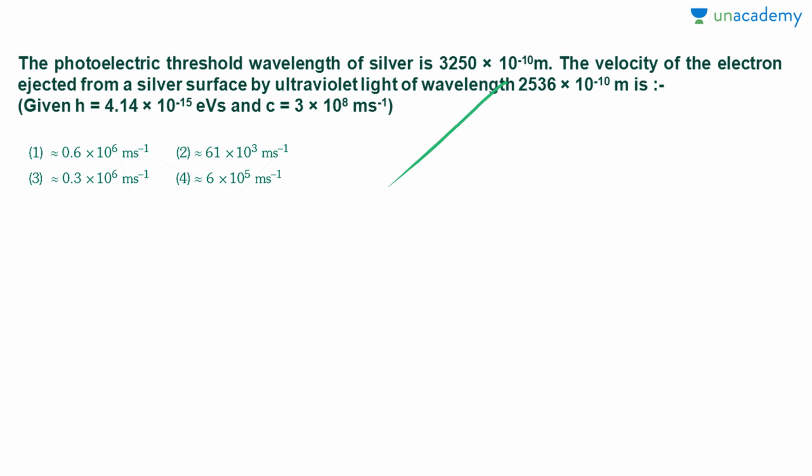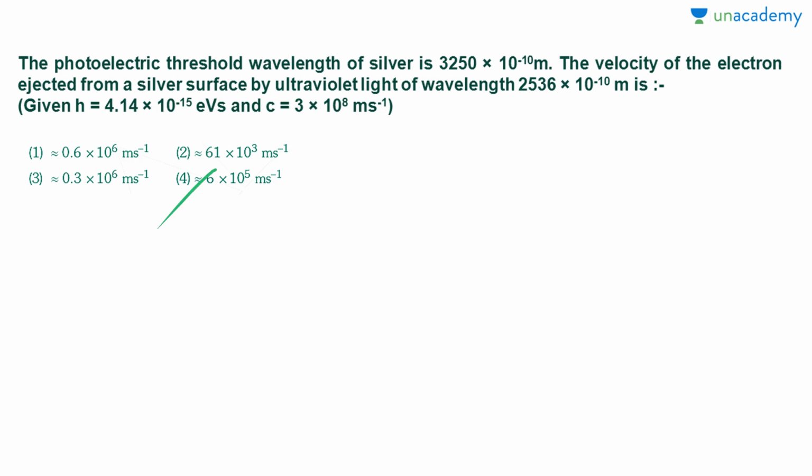Now there is something very special with this question. After solving it, you will come to know what is special. If you look carefully at the options, the first and the fourth option are the same. It is written 6 into 10 to the power 5 in one, but 0.6 into 10 to the power 6 in the other, and that is nothing but 6 into 10 to the power 5.